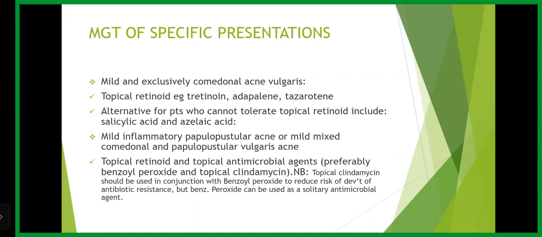If you assess and the patient has mild inflammatory papulopustular acne, or a mild mixture where the patient has both comedonal and fewer inflammatory lesions, you may have to add on. So you put the patient on the topical retinoid, but then you add on either benzoyl peroxide or topical clindamycin. The take-home message here is that if you're putting a patient on a topical or systemic antibiotic, you have to add on benzoyl peroxide to reduce the risk of antibiotic resistance. But you can actually put the patient on benzoyl peroxide alone. But anytime you're putting a patient on topical antibiotics, such as topical clindamycin, or the systemic ones, which we'll see later on, you add the benzoyl peroxide to reduce the risk of antibiotic resistance.